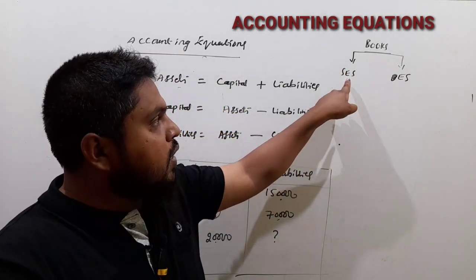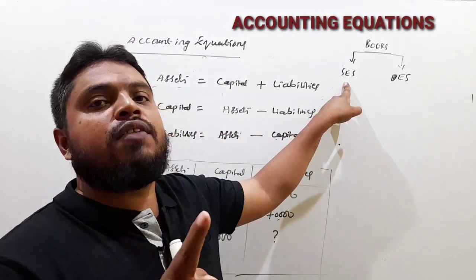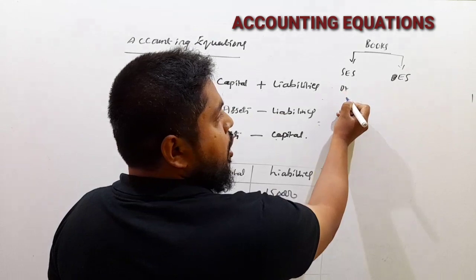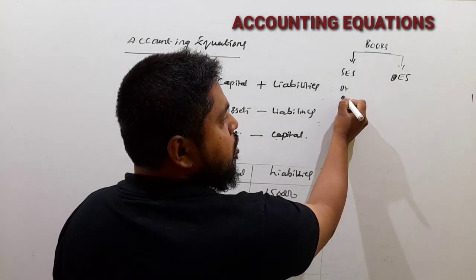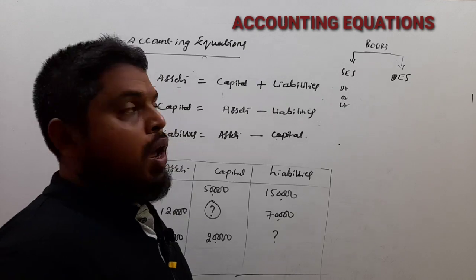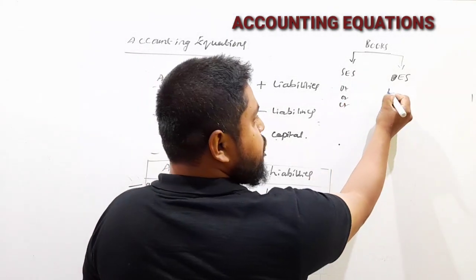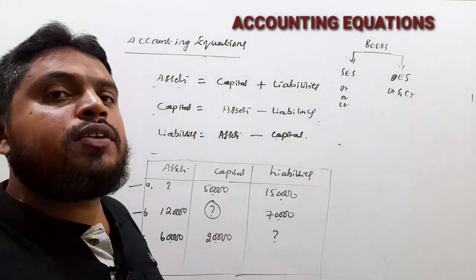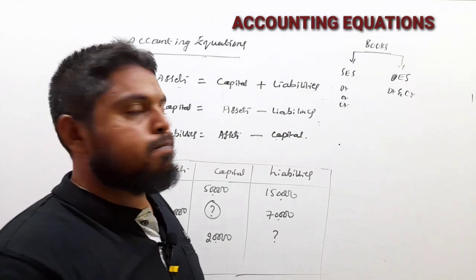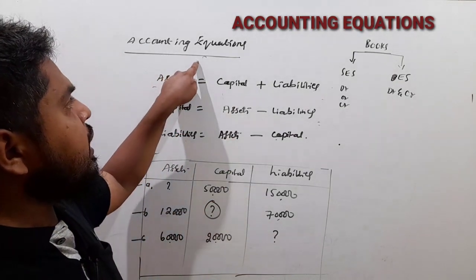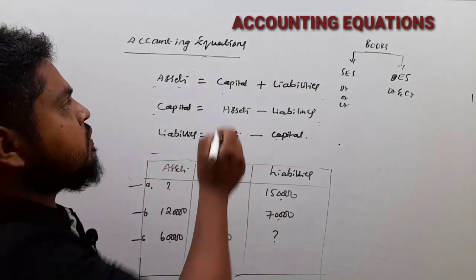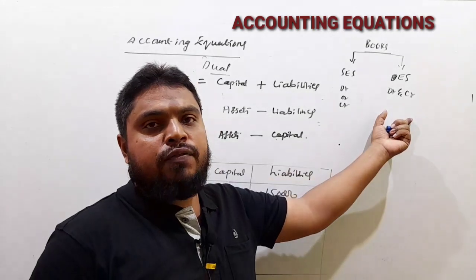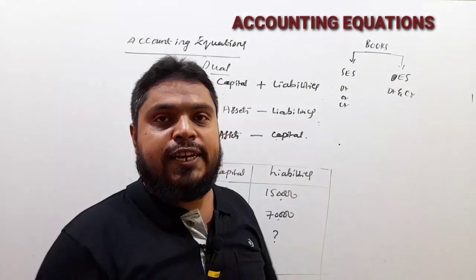Under SES, only one aspect of transactions is recorded, only one aspect, that is, either a debit or a credit. Under a double entry system, both the aspects of transactions are recorded. Now, under accounting equations we will follow the dual concept. Dual means both the aspects of transactions are recorded. It will affect both here.